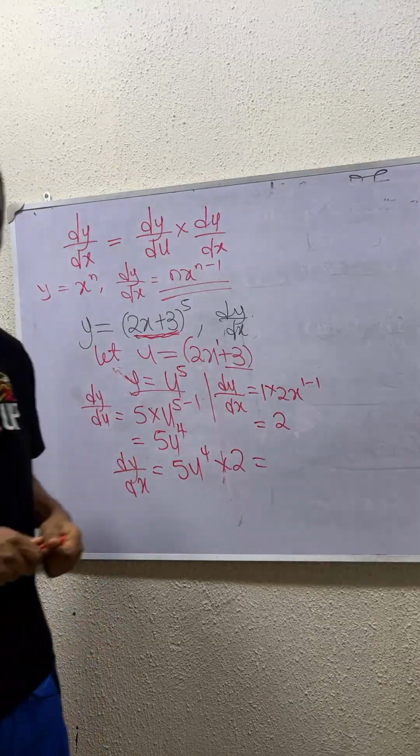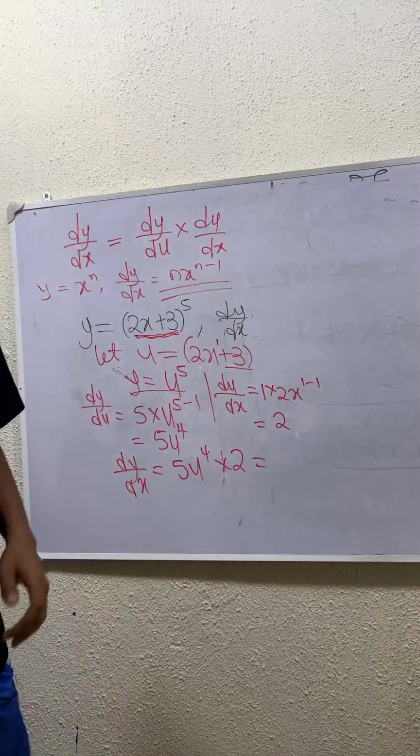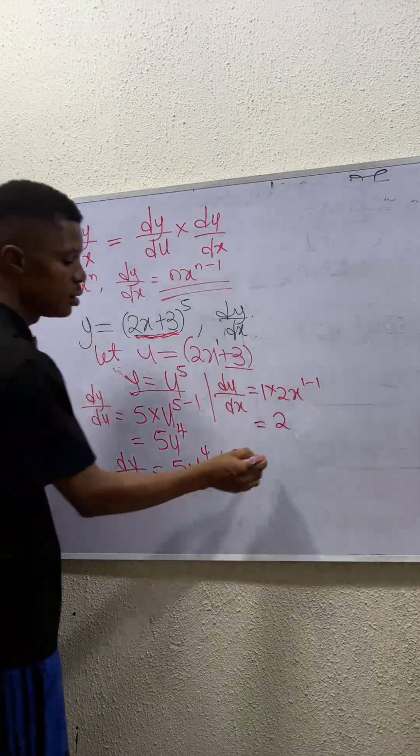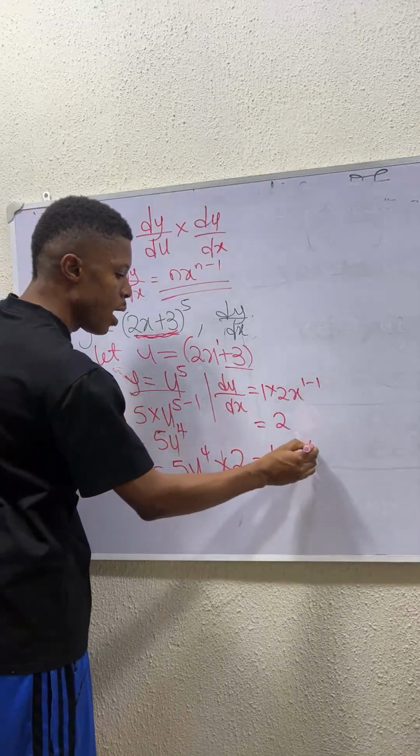What is 5 times 2? 5 times 2 is 10. So we'll have it as 10u power 4.